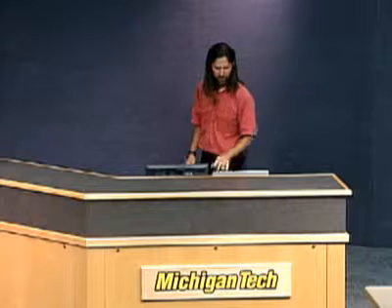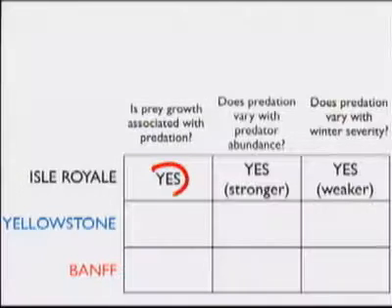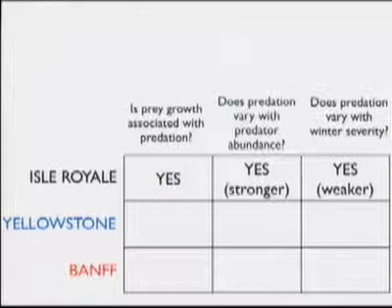And so basically, if you like, we can describe these three systems by these three questions. For Isle Royale, is prey growth rate associated with predation? The answer is yes. Does predation vary with predator abundance? The answer is yes, and it is the stronger relationship in relation to the other question, which is, does predation vary with winter severity? And the answer is yes, but it's a weaker relationship compared to the relationship associated with wolves. So the answer is yes, yes, yes for Isle Royale.